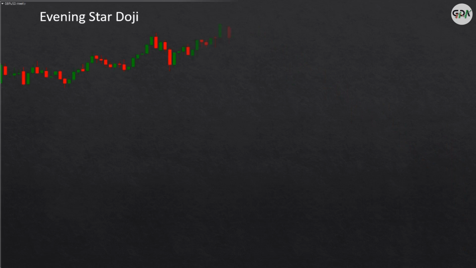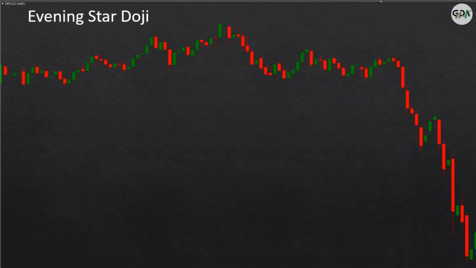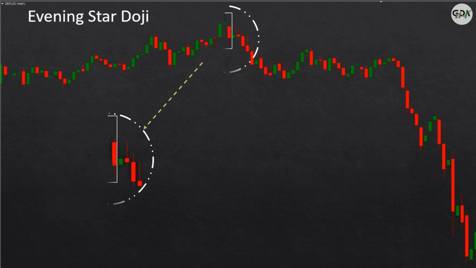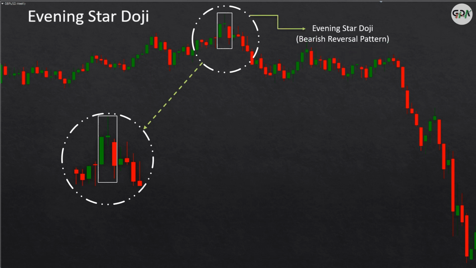This is another example of evening star doji. After slightly an uptrend, price action raised the market with a green candle, followed by an indecision doji. Subsequent red candle with full body confirms the bearish reversal pattern. After that, the price action took the down direction as shown on the picture.